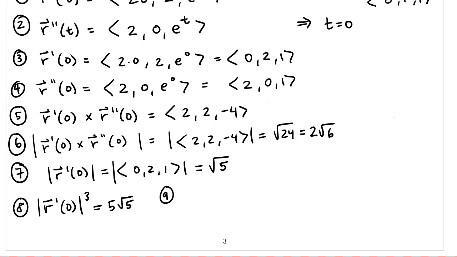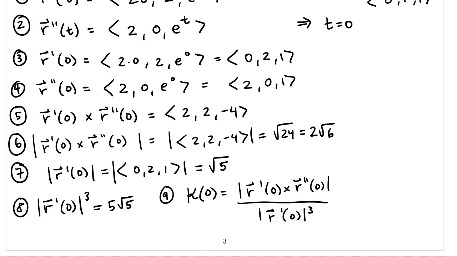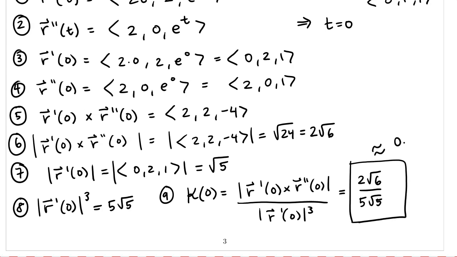All right, now let's put all of this together to evaluate kappa of 0, which is the curvature at time t equals 0, or at the ordered triple 0, 1, 1. And this is equal to the magnitude of r prime of 0 cross r double prime of 0 over the magnitude of r prime of 0 quantity cubed. And we've calculated those things. That gave us 2 times the square root of 6 divided by 5 times the square root of 5. And if you threw this into your calculator, this is approximately 0.44.